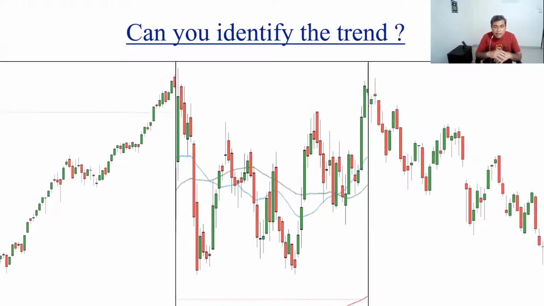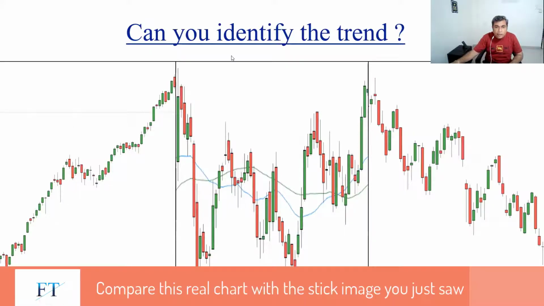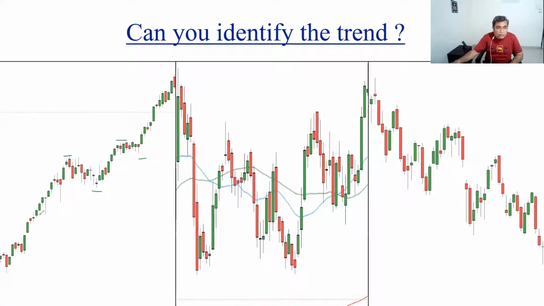Okay, so this is a real example of the trends. As you can see, we start here from the left side. So this is the uptrend. Now, why is it an uptrend? Because it is creating higher highs and higher lows here. This is how an uptrend works.